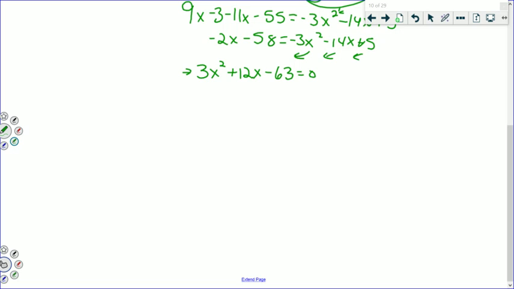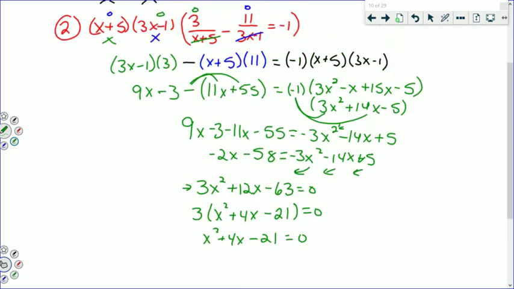Now if we take a look at this guy, we can see that 3x squared, 12x, and 63 all have a 3 in common. 3 times, we're left with x squared plus 4x minus 21 equals 0. So now we have a thing times a thing equals 0. One of those two things has to be equal to 0, so we know that 3 is never going to be 0. So all we have to do is say that x squared plus 4x minus 21 is equal to 0. Okay? So from here, we're still trying to figure out what values of x make our original statement true.